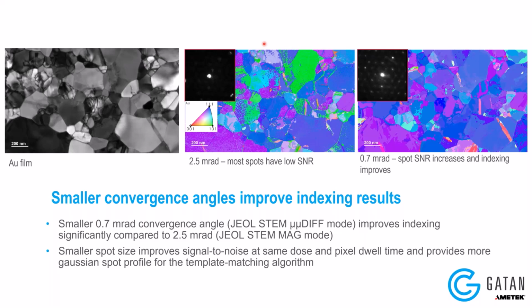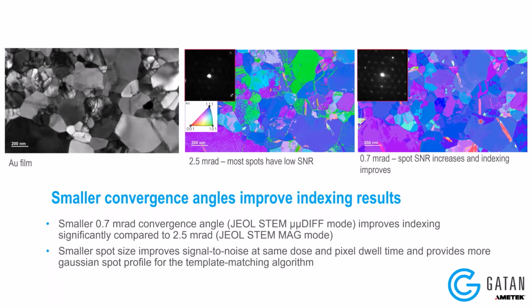So if we use a smaller convergence angle, in this case, what that meant is that I just switched from the mag mode to the micro diff mode on our JEOL F200. We now get a 0.7 milliradian convergence angle. We see these much brighter spots with no other aspects of the experiment changed. And this gives a much better signal to noise to give much better indexing results.